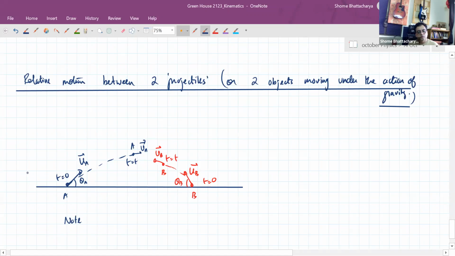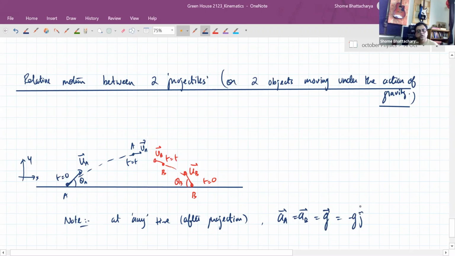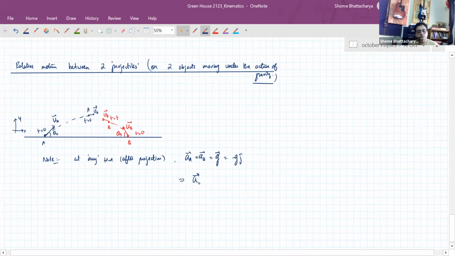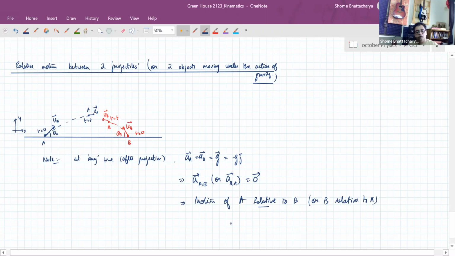So here, if you look at this, at any time after projection, the acceleration of A is the same as the acceleration of B, which is acceleration due to gravity. So that means the relative acceleration of A with respect to B, or of B with respect to A, whichever we choose to take, equals 0. So this means that the motion of A relative to B, or B relative to A, is a uniform motion. By uniform, we mean that it has 0 relative acceleration.